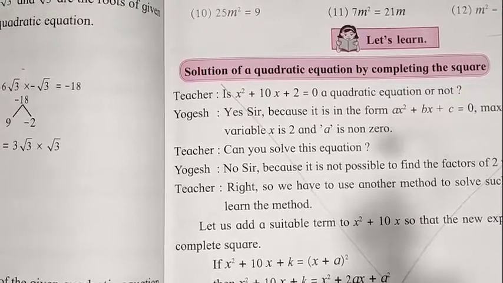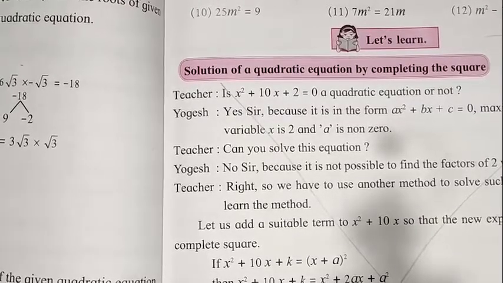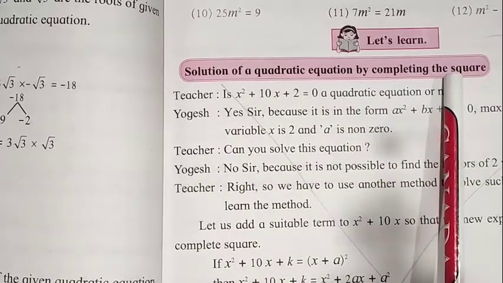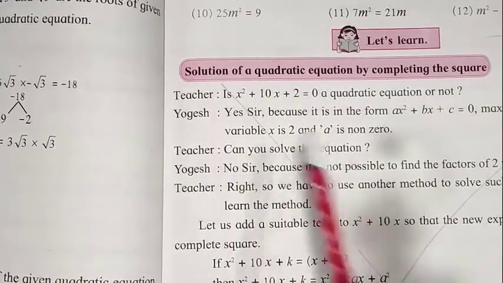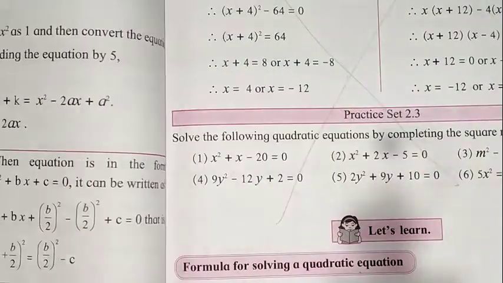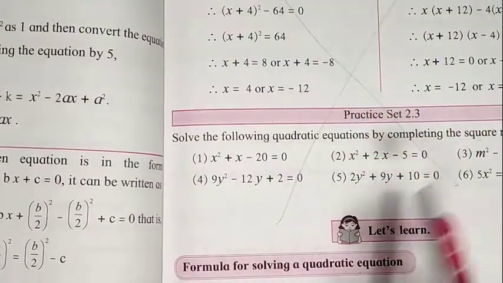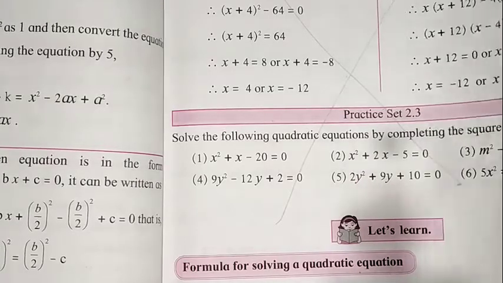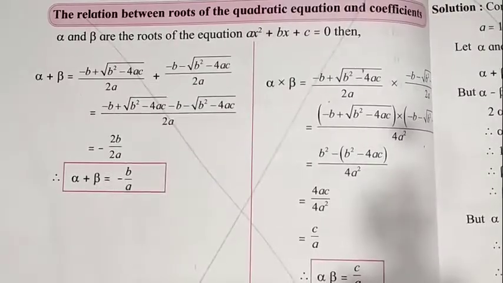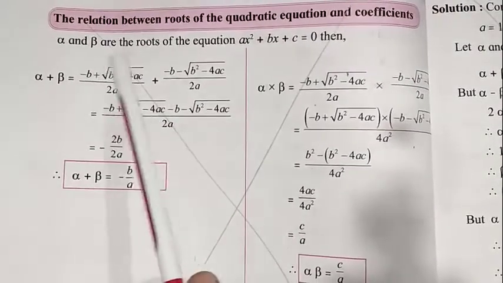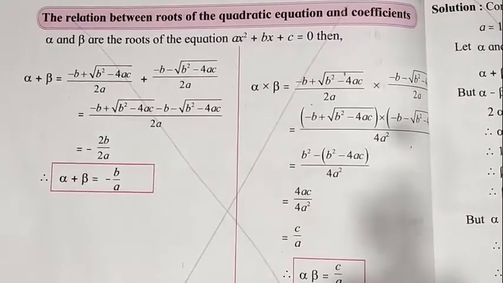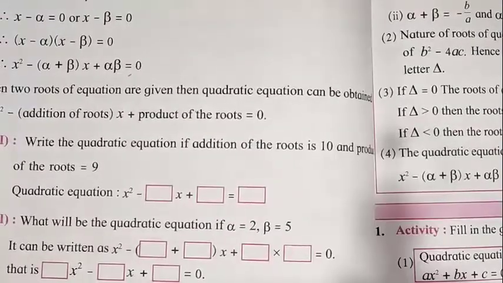Chapter 2, Quadratic Equation, page number 37. Solution of a quadratic equation by completing the square, that is page number 37, 38, 39, including practice set 2.3. Page number 46, relation between roots of the quadratic equation and coefficients. Page number 46 and 47 are omitted.